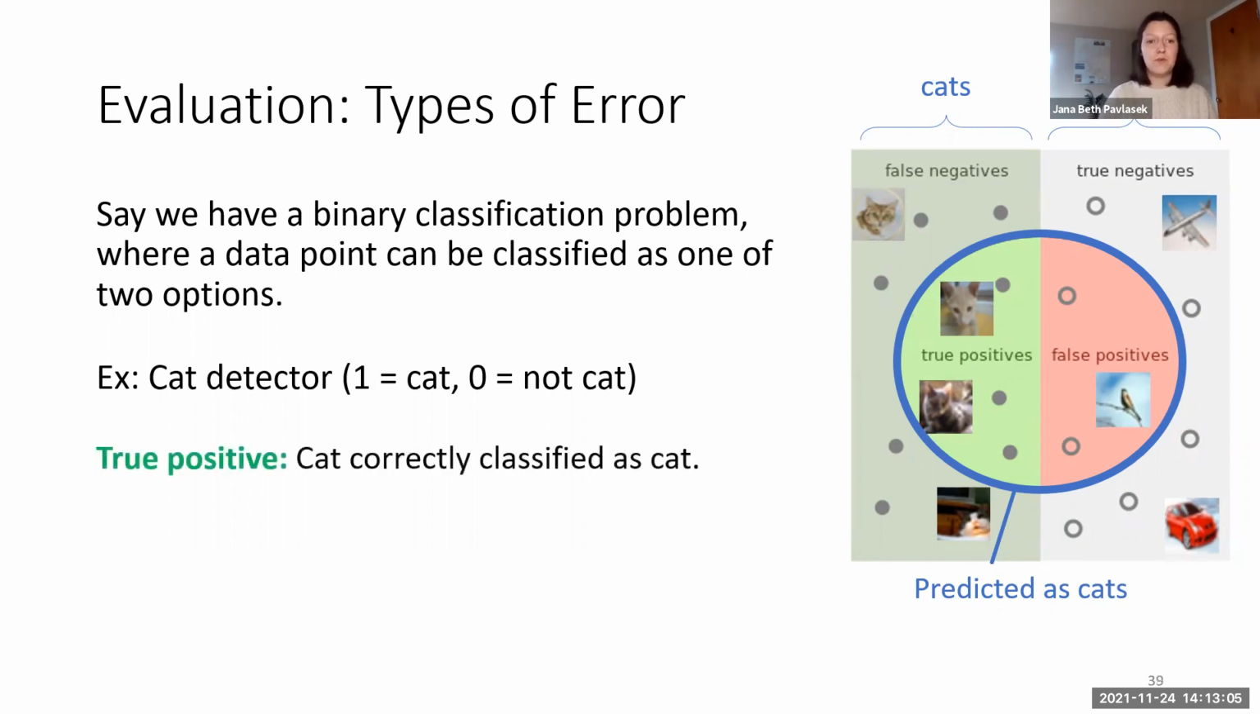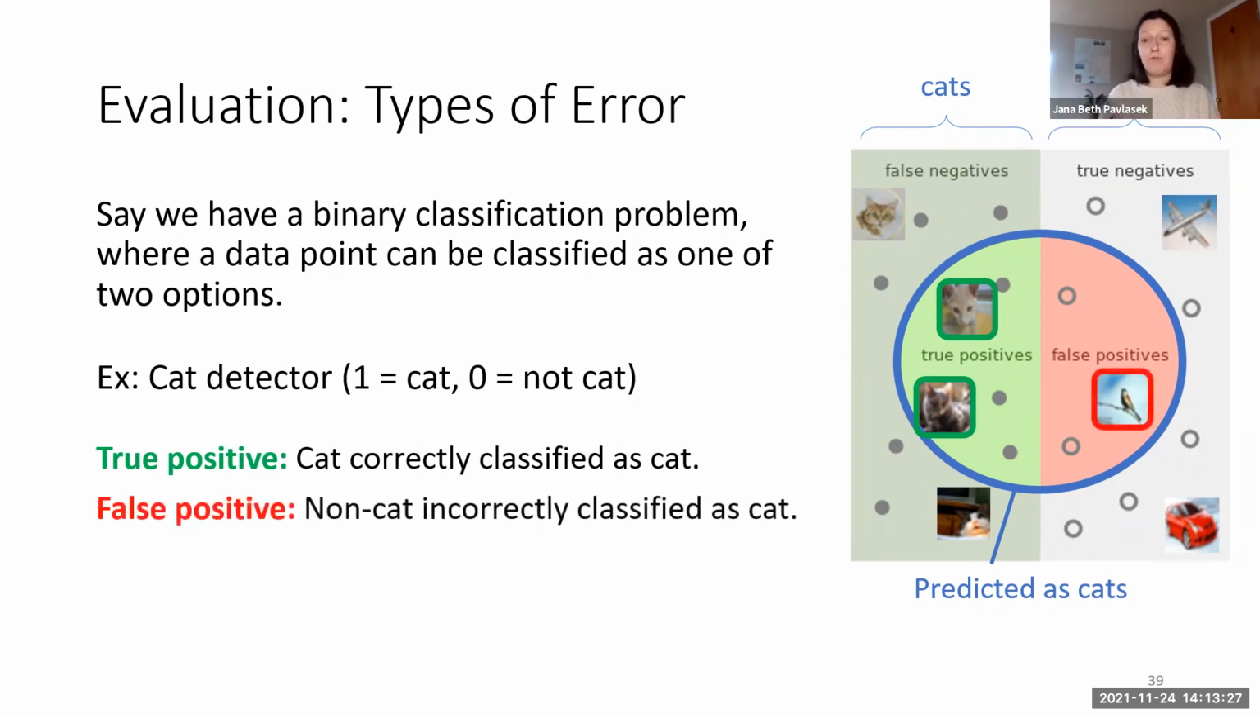So there are different types of positives and negatives that we can get. A true positive is a cat that is correctly classified as a cat. So it is a cat, we classified it as a cat, perfect. We would count those as the number of correct predictions for our accuracy. Then we have our false positives, which we classified as a cat, but it's actually not a cat. So this is a bird, we said it was a cat, that's wrong. That's a false positive.